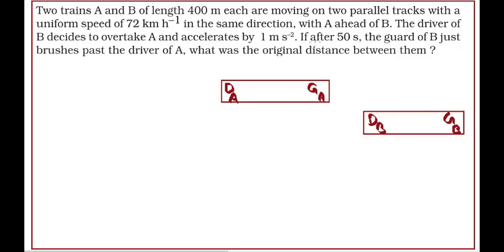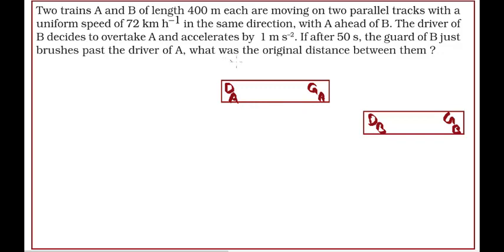Now what is asked? What is given? The driver of B overtakes A by accelerating. He increases his speed at a rate of 1 meter per second square, and in 50 seconds he is able to overtake. What happened 50 seconds later? The guard of B just brushes past the driver of A. So the guard of B reaches the driver of A, and the overtaking is completed.